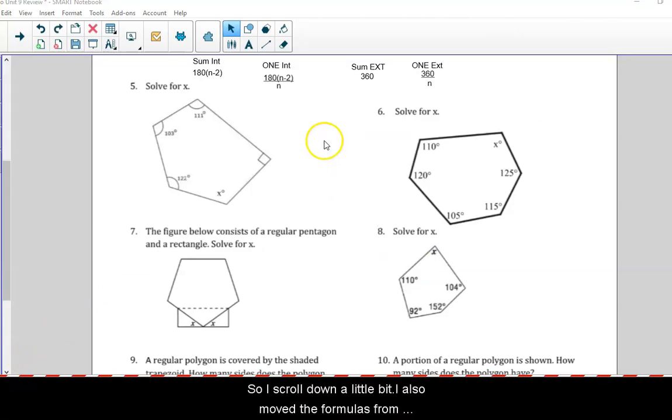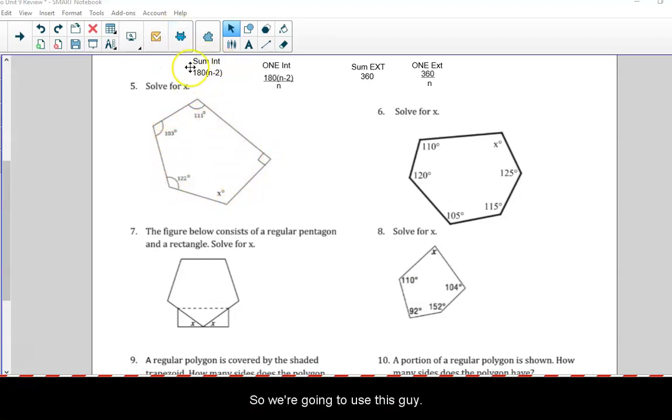Okay, so I scrolled down here a little bit. I also moved the formulas from the very top of the sheet down to kind of the middle. You don't have to do that. That's just so I don't have to keep on scrolling up and down. Number 5 says solve for x. So they're giving us a bunch of angles here, and they are giving us an x. We got to solve for this thing here. So it's not a regular polygon, but what we need to figure out is what all of them have to add up to equal.